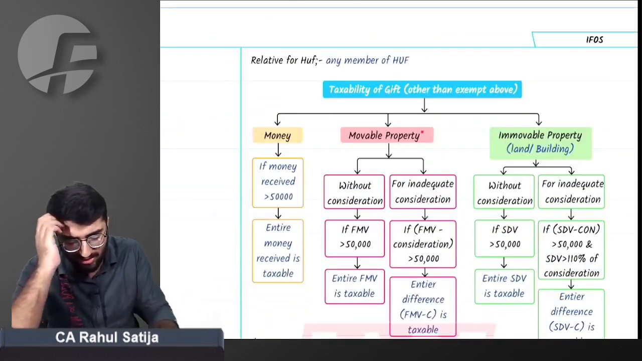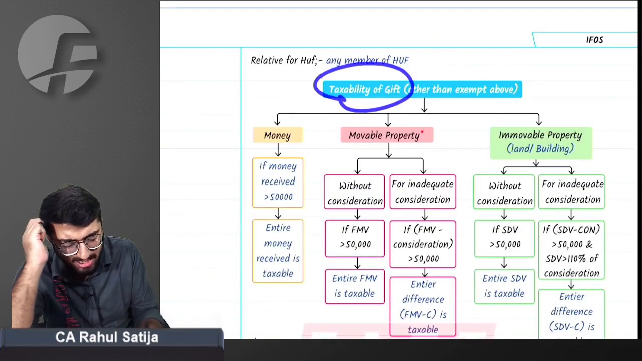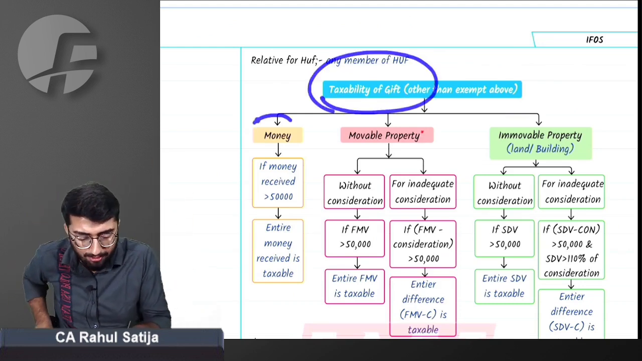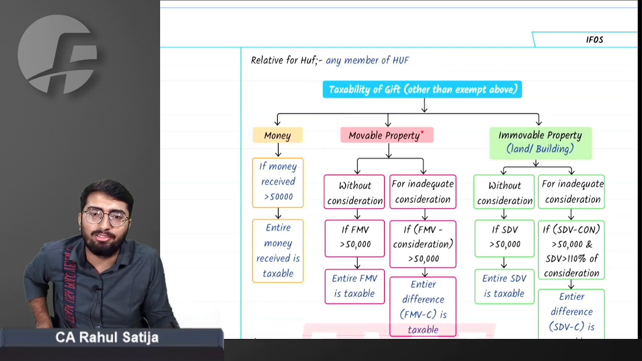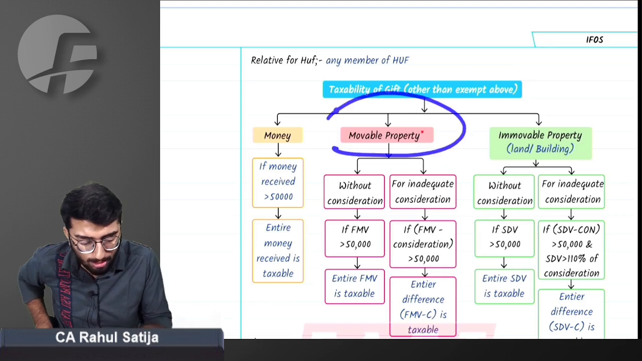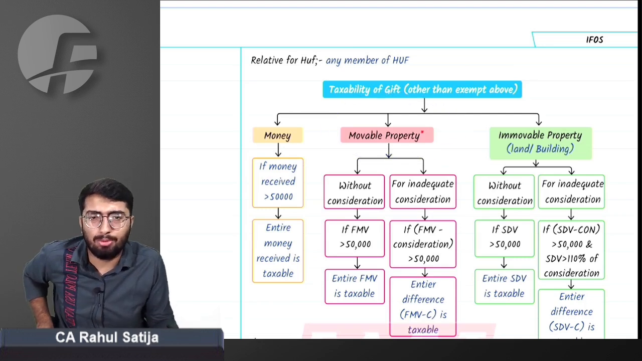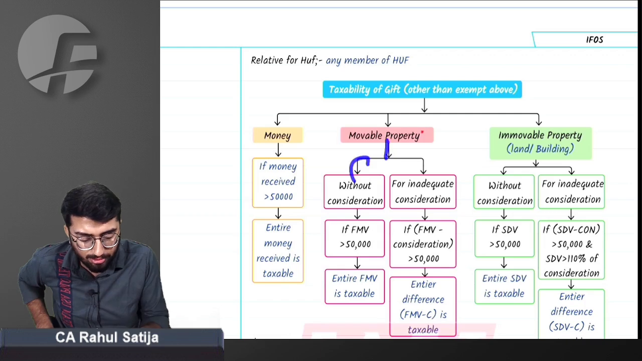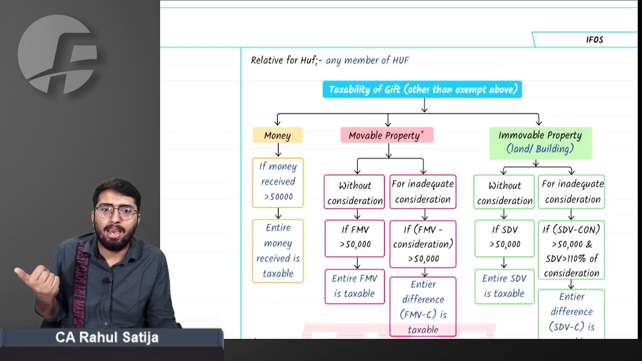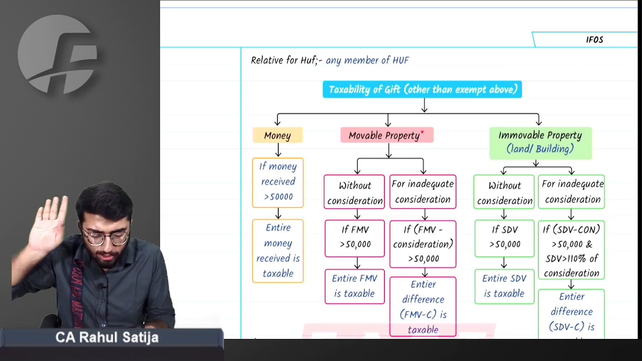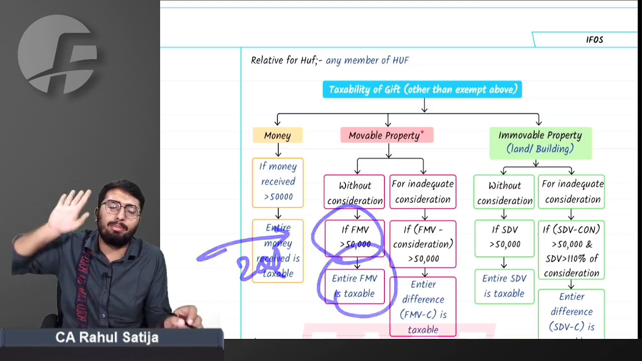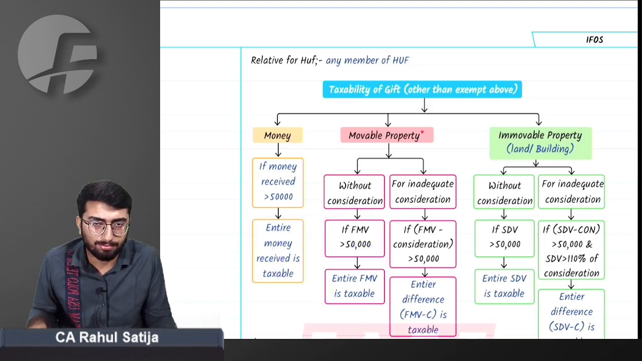What does this chart say? Any gift received other than exempt gifts. We are not talking about exempt gifts here. If money is received and money received is greater than 50,000, then entire money is taxable. If any kind of movable property is received without consideration, for example, jewelry of 20 lakh rupees received by Shraddha without any consideration, then if FMV is greater than 50,000, entire FMV will be taxable in her hands.